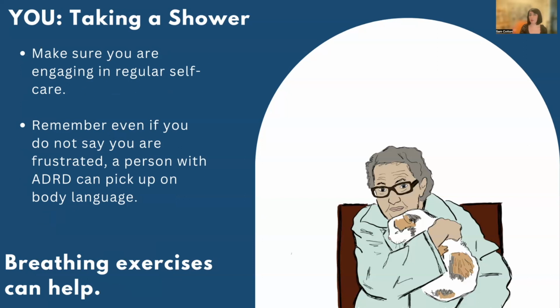So sometimes you're going to be frustrated. Sometimes you're going to be challenged by these behaviors that the person is exhibiting. So it's important to remember that even if you don't say you're frustrated, a person with Alzheimer's disease and other types of dementias can still pick up on that, right? Because typically, when we're frustrated, we're rushed. We can sometimes be very abrupt in our communication to individuals. So thinking about how you're presenting the situation to the person as well.